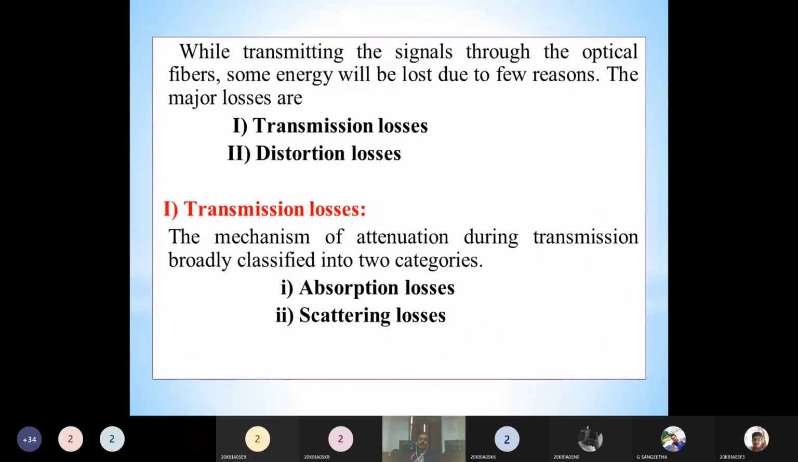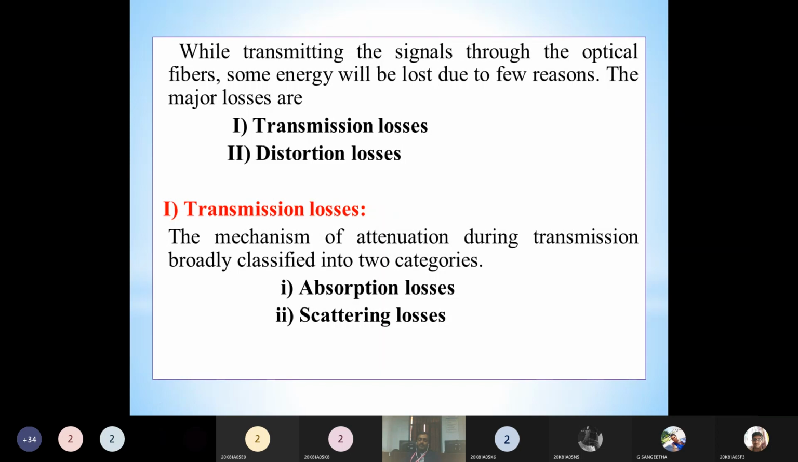Now there are two types of losses. One is the transmission losses, another one is the distortion losses. In the bending loss experiment, you found the distortion losses, not transmission losses. Now coming to the transmission losses, we will discuss what they are here.